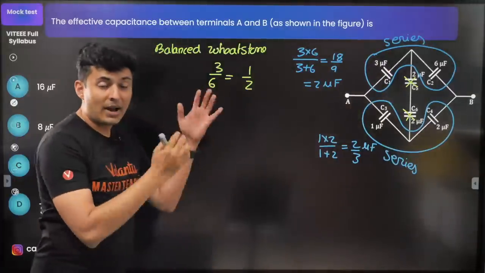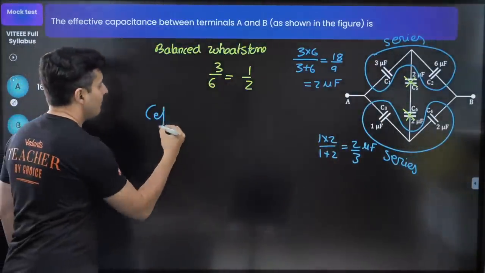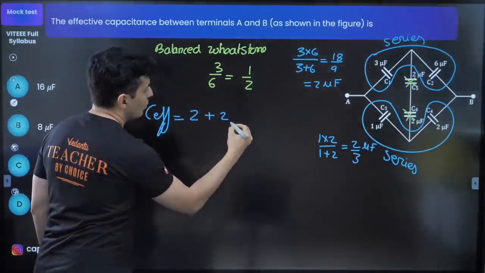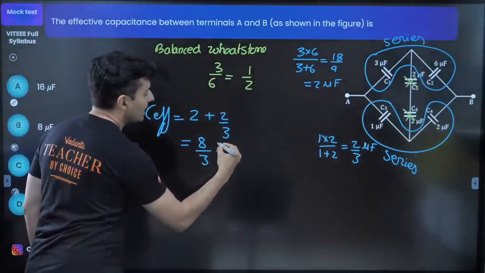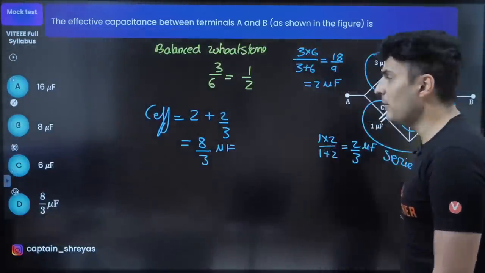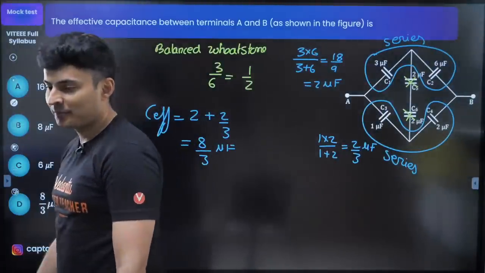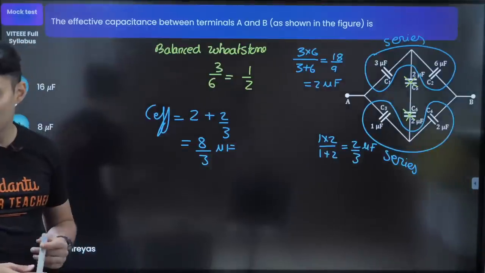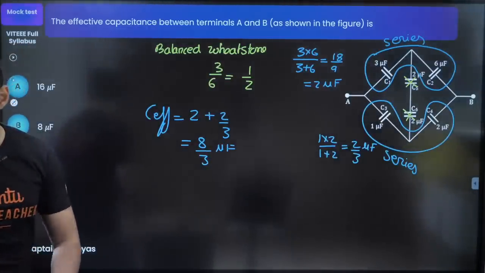Now these two are parallel capacitors, they just add. So hence the effective capacitance will be 2 plus 2 by 3. 3 2s are 6, 6 plus 2 is 8. 8 by 3 microfarad. That is the answer. Very amazing. Option D. It is very good. Roshant, Shreya, Judru, awesome. Gayatri, Chikala, Arjun. Very good, everyone. Very good, Thalapati.